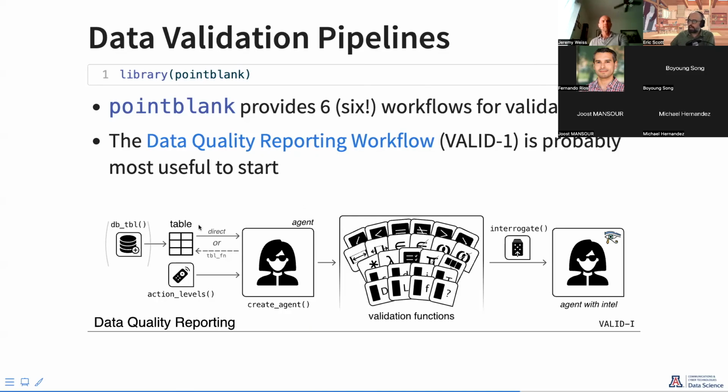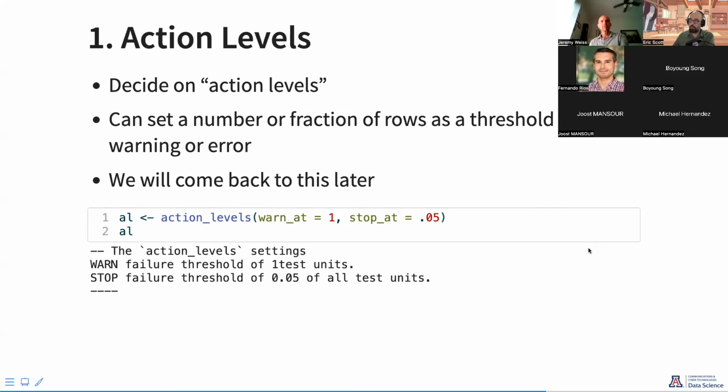So here's how it works. We start with a data frame, like our T1. We create an agent, and this agent is going to interrogate our data. We give it a bunch of validation steps, so basically the questions that it's going to ask of our data. And then we use this interrogate function, and our agent will interrogate our data and have some intel that it can report. That's kind of the overview here.